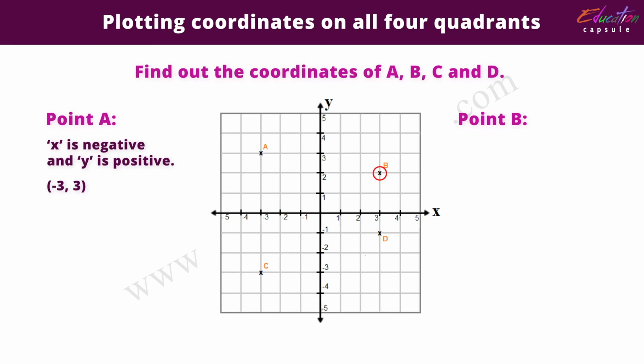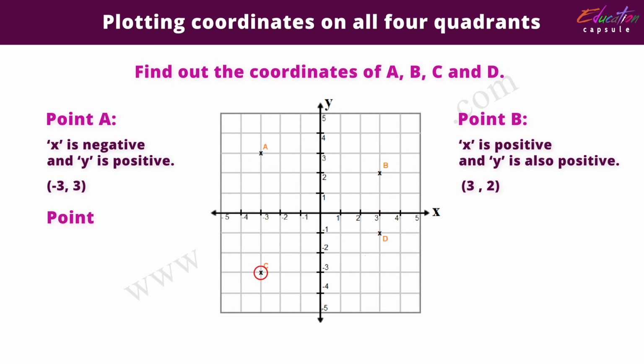Point B. We can see that this is in the first quadrant, which means x is positive and y is also positive. We will move 3 units towards the right from the origin and then 2 units up. So the coordinates are 3, 2. Point C. We can see that this is in the third quadrant, which means x is negative and y is also negative. We will move 3 units towards the left from the origin and then 3 units down. So the coordinates here are -3 and -3.